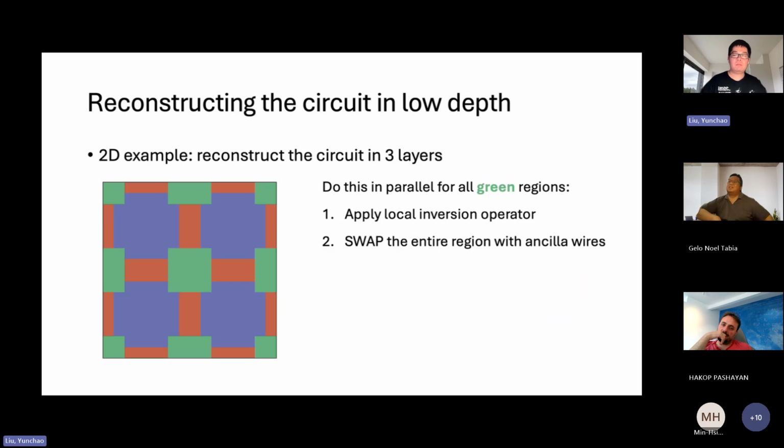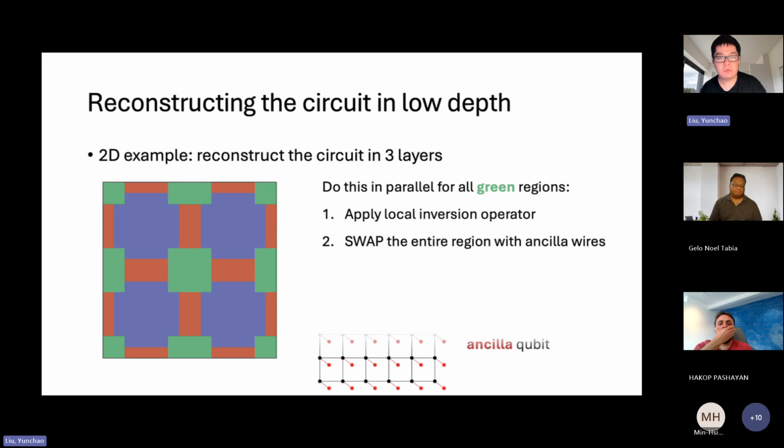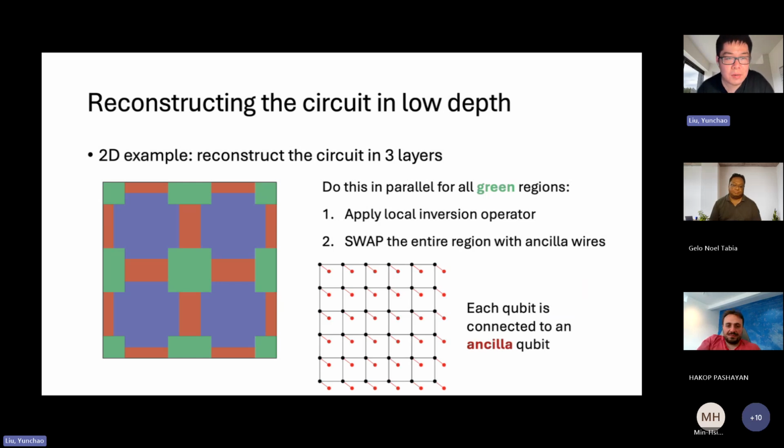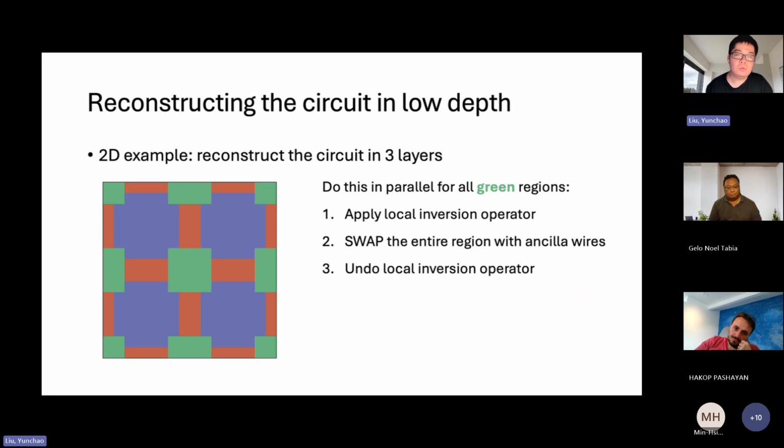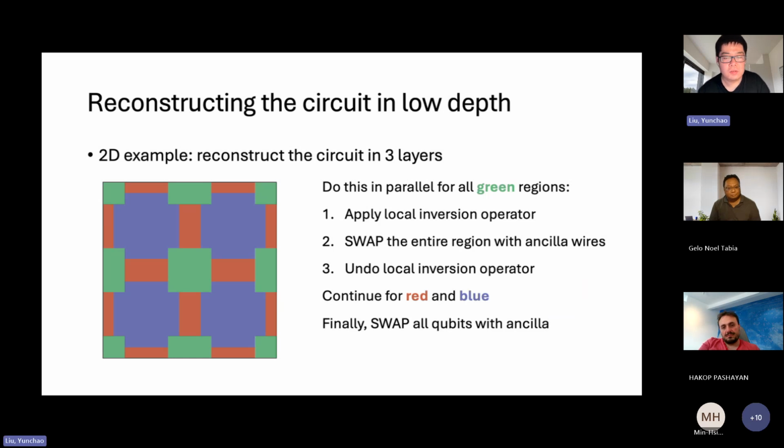Now, remember, we need to swap each disentangled region with new ancilla wires. We imagine that the system has the following structure where every qubit, like the black one, is connected to an ancilla qubit, like the red one. So all of the swap operations can be done locally using this architecture. And finally, we undo the local inversion operator by applying its inverse. All of this can be done in parallel for all the regions in green color. Similarly, we can continue doing the same thing for red and blue, and finally swap all qubits with ancilla again. And that's it. This is a way to efficiently reconstruct the shallow circuit in low depth.